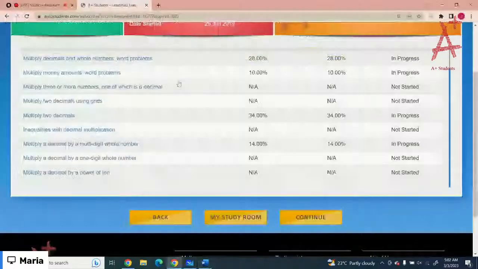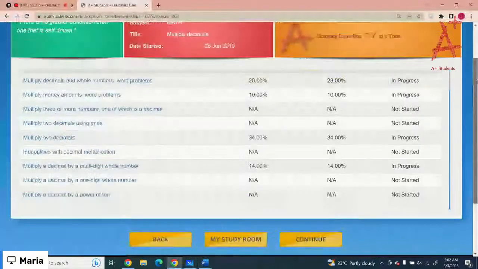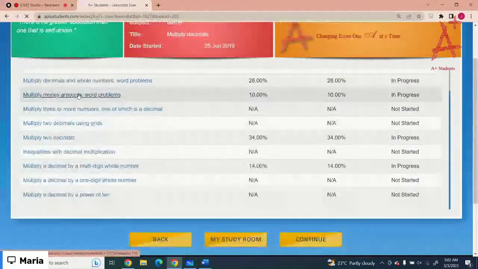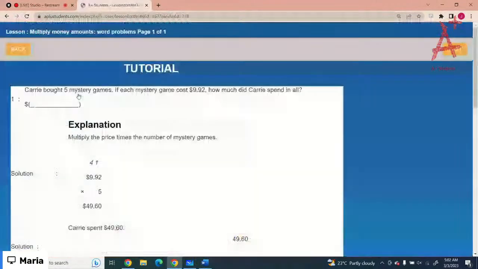Okay, here I'm on grade 5 math. The chapter name is multiply decimals, and I'm going to start with the lesson multiply many amounts word problems. So let's start with the lesson. The first one is Carrie bought 5 mystery games. If each mystery game cost $9.92, how much did Carrie spend in all? You need to calculate the price of 5 mystery games. Got it? And the cost of the one game is $9.92. So let's do 9.92 times 5.